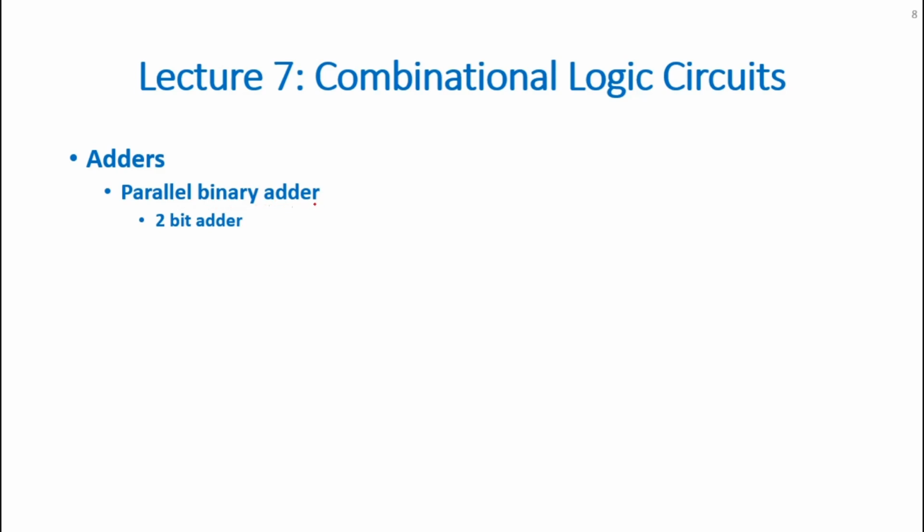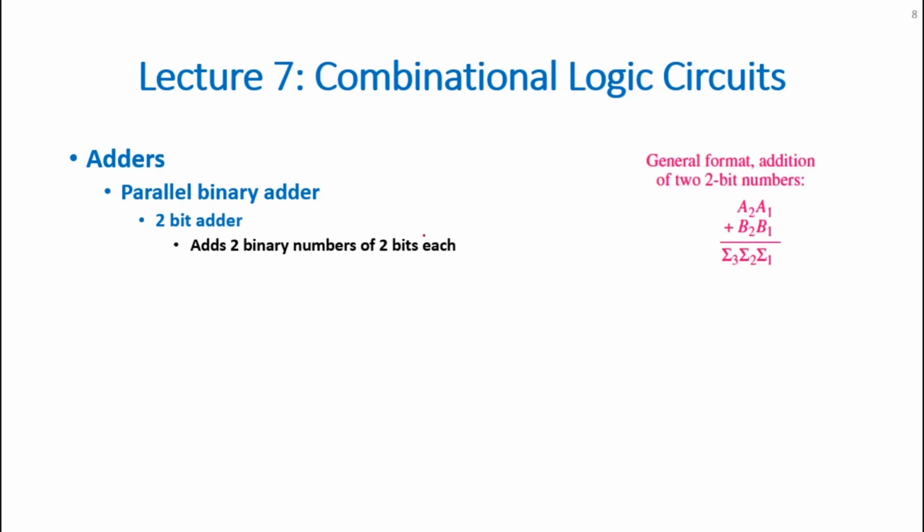Before this we have covered what is a half adder and then a full adder. So parallel binary adders are just the extension of the full adders. The first type is the 2-bit adder. In a 2-bit adder we add two binary numbers of 2 bits each.